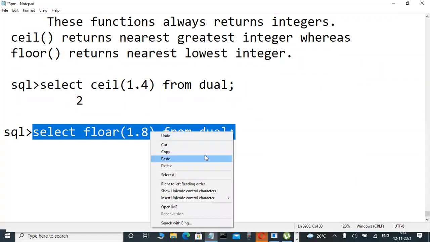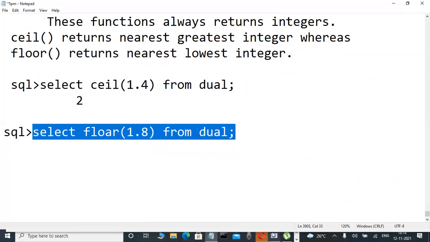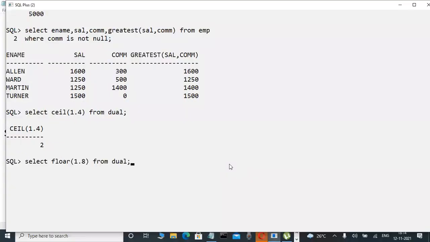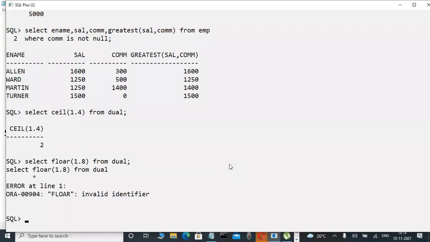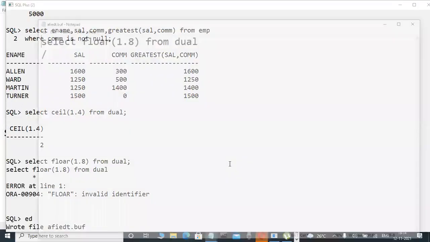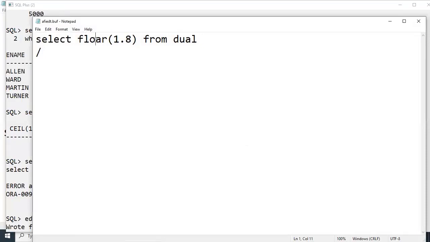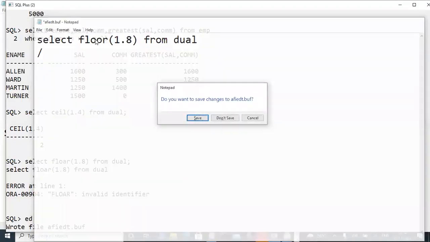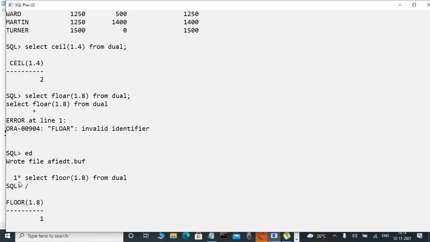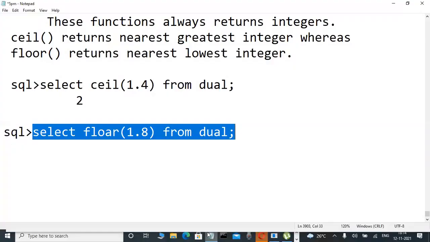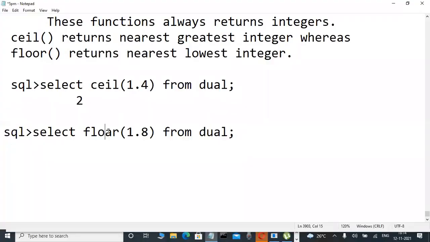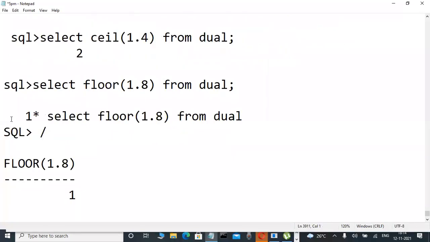Correct. You are also first-time newcomers; you were thinking 2, but all are telling 1. Very good. Here was only a spelling mistake: 1.8 means 1. Just FLOOR, spelled F-L-double O-R. Write this one.